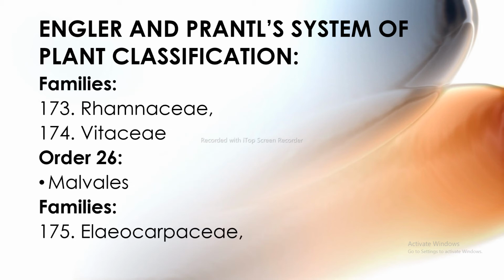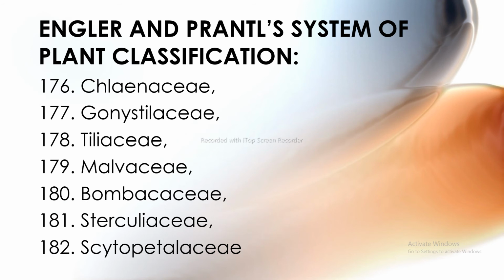Includes the family Rhamnaceae and Vitaceae. Order 26 is Malvales, which includes the family Elaeocarpaceae, Chlaenaceae. Next is Gonystylaceae, Tiliaceae, Malvaceae, Bombacaceae, Sterculiaceae, Scytopetalaceae.